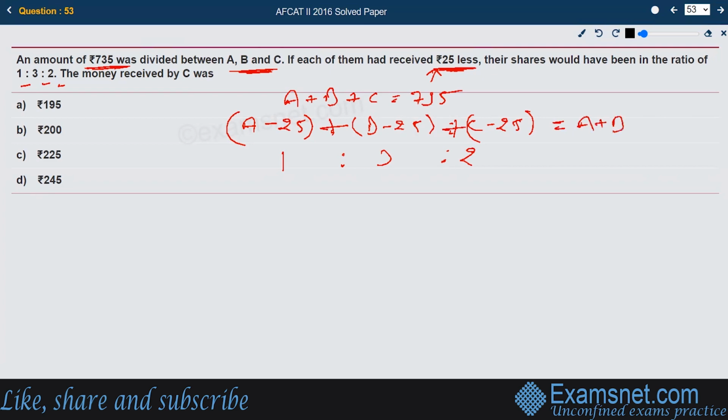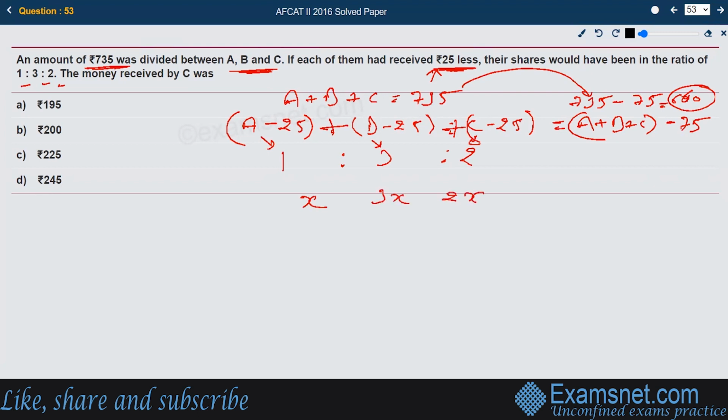we're going to reach A plus B plus C minus 75. And the value of A plus B plus C is 735, so this is 735 minus 75, which is equivalent to 660. Now, what we have reached is the ratio 1:3:2. So we can take it as x, 3x, and 2x. If we add them, then x plus 3x plus 2x should be 660.